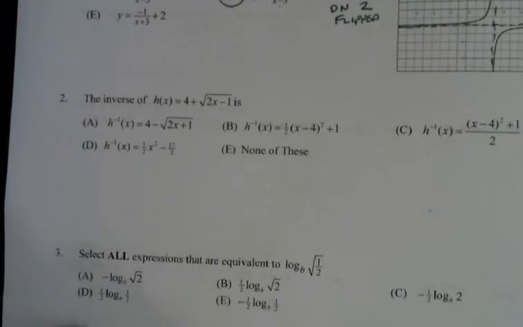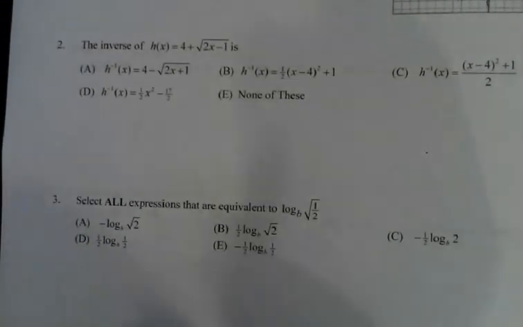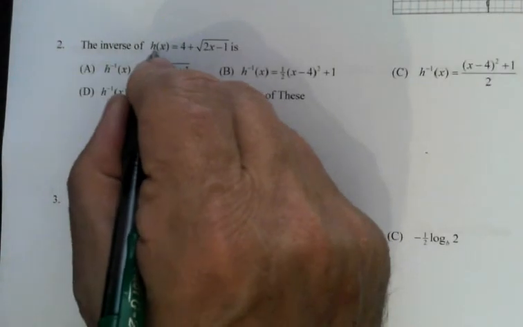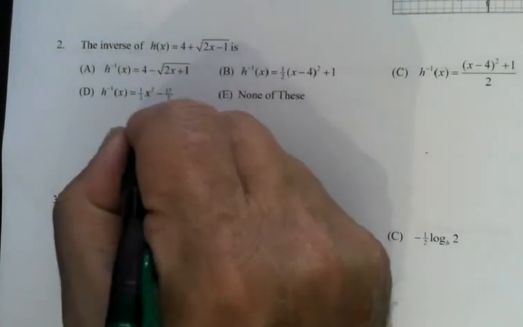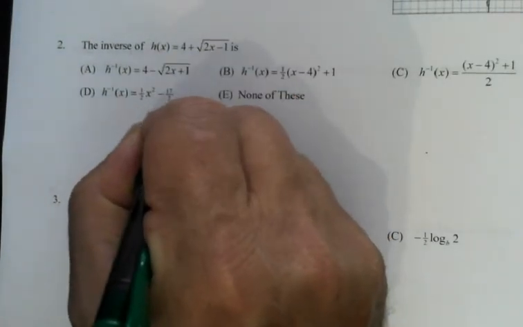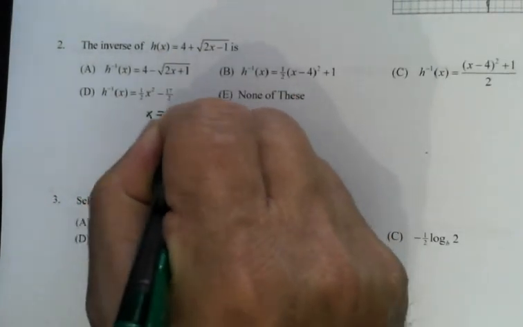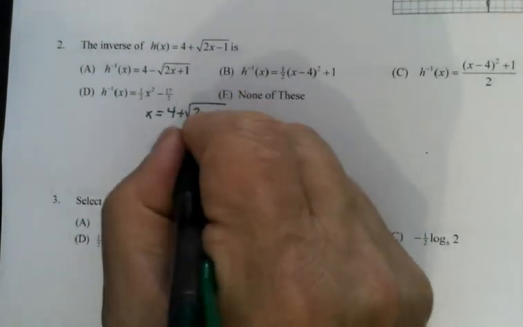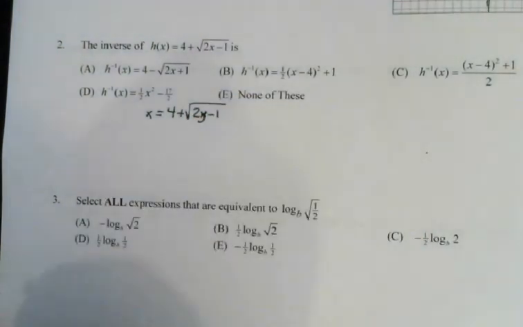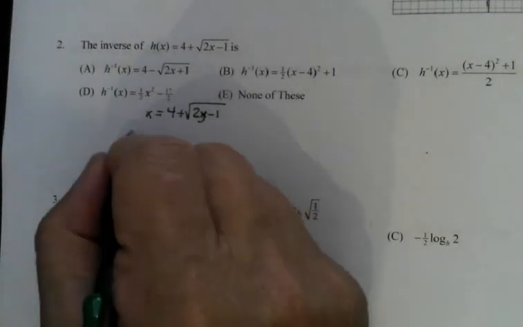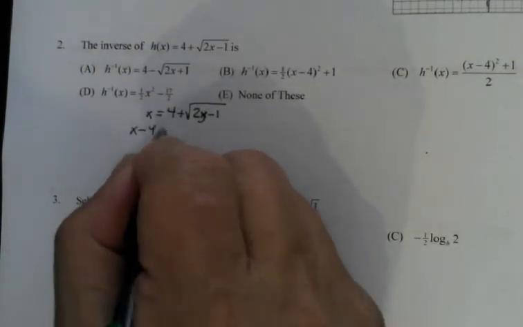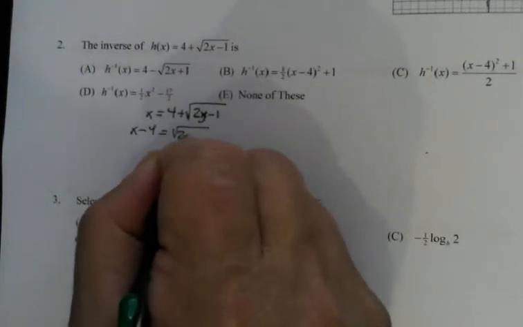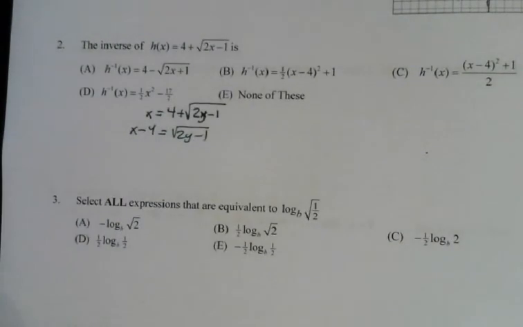Okay, let's look at the inverse. So when you're working with an inverse, this is like having y equals. I'm going to exchange x and y. So I have x equals 4 plus the square root of 2y minus 1. Okay, and I'm going to solve for y. So I got x minus 4 equals the square root of 2y minus 1.